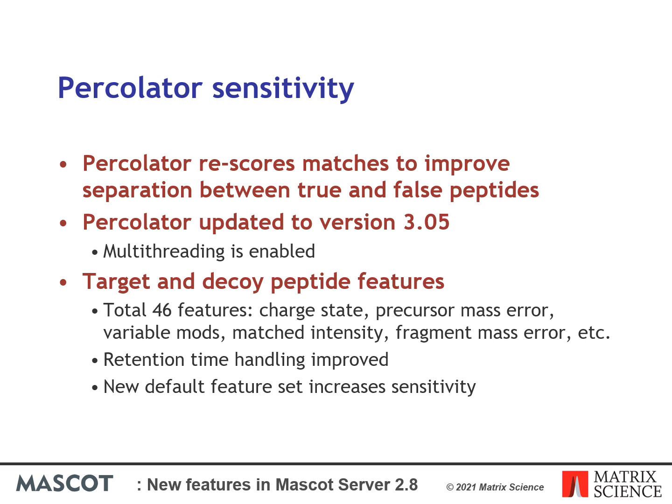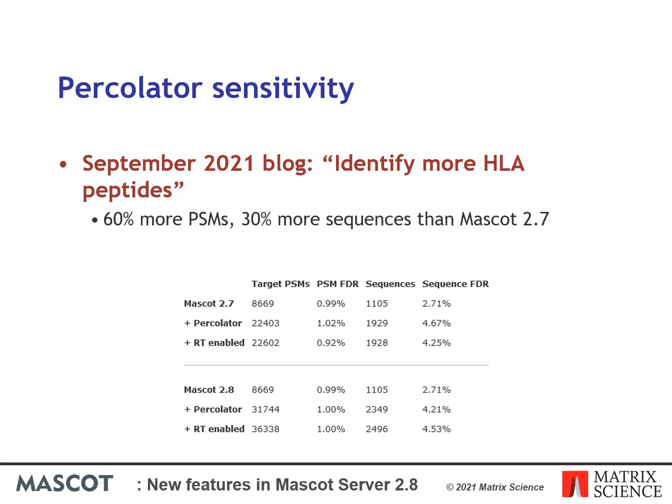Mascot ships with a new default feature set. The feature set was designed so that you get an improvement in sensitivity in most datasets. The improvement in sensitivity is particularly good with endogenous peptides.